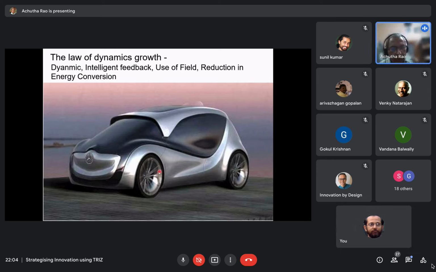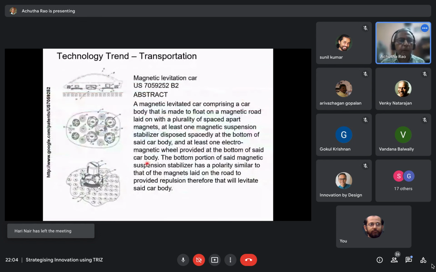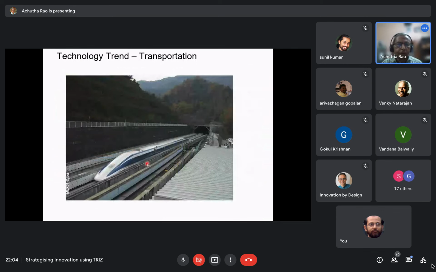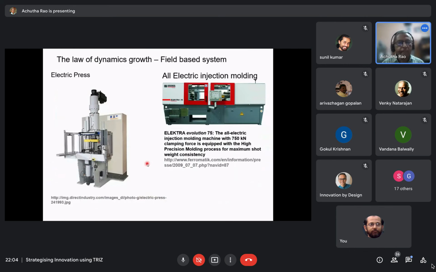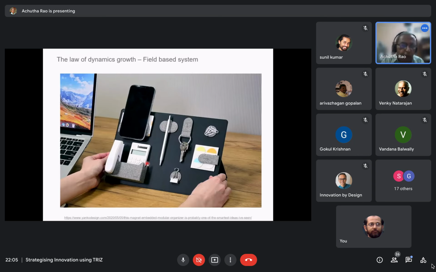So this is a hub motor, independently controlled. That means efficient from the lowest RPM to the highest RPM, with intelligent feedback. So with the use of fields, energy conversions are reduced. This was supposed to be launched by 2020. I do not know what happened. Okay. Somebody has thought of and patented even a magnetic levitated car also. So, examples of use of fields. Electrical presses: earlier, we were all taught in engineering that mechanical and hydraulic systems are the most efficient, right? All that knowledge is useless. Today everything is becoming electrical or using other fields. Okay. Just some examples of the use of magnetic field.